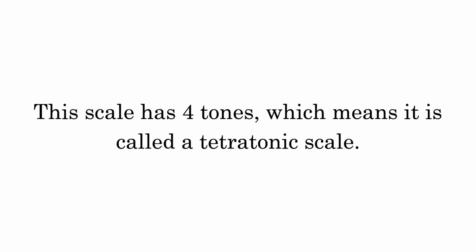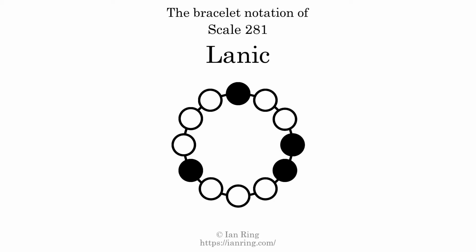This scale has 4 tones, which means it is called a tetratonic scale. This is a bracelet notation diagram of scale 281. The shaded circles represent tones that appear in the scale, and they are read clockwise, starting at the top.